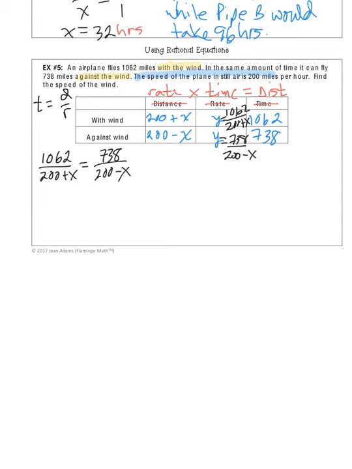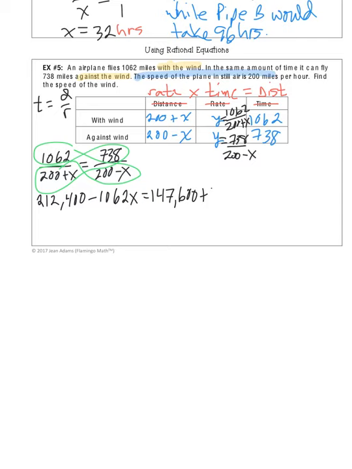So we have a proportion, so we are going to cross multiply and solve, and I'm assuming you're using your calculator. So here we go. 1062 times 200 is 212,400, and then minus 1062x equals, and then 738 times 200 is 147,600 plus 738x.